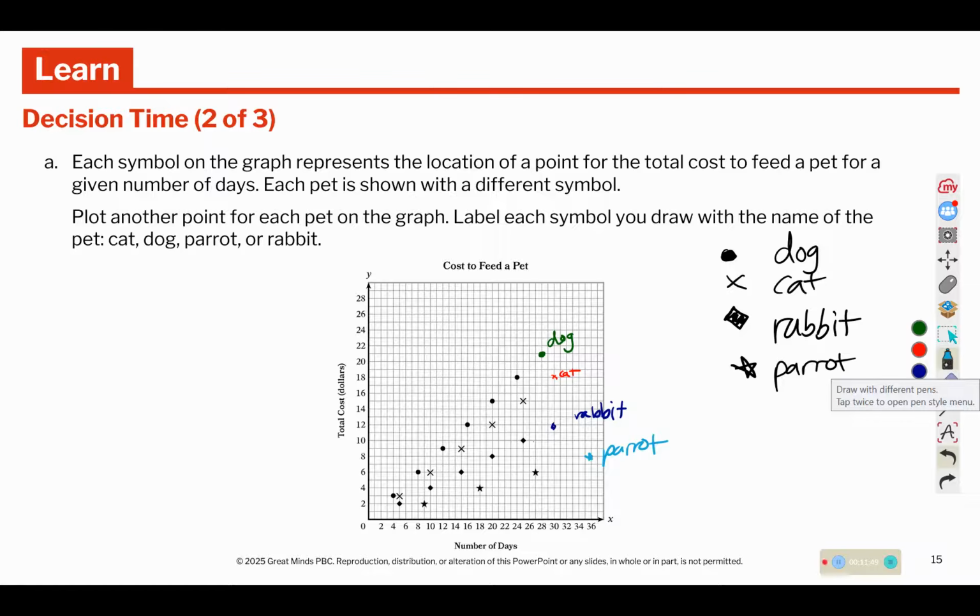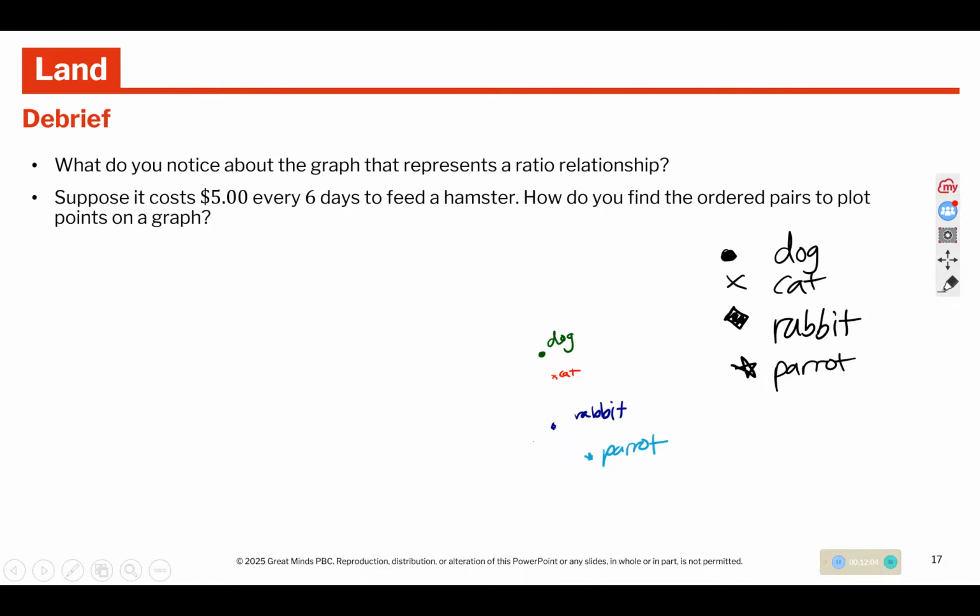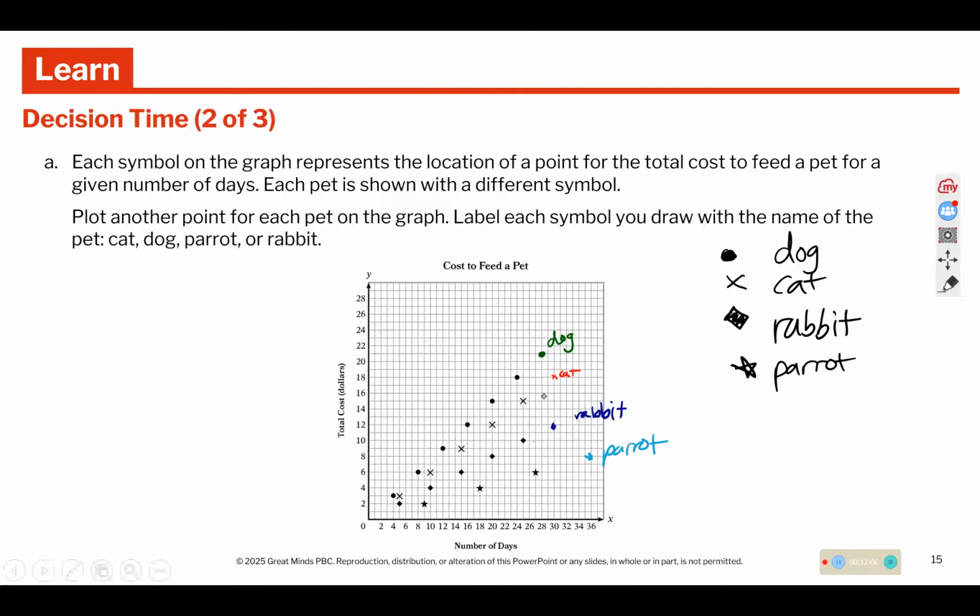If we were to connect each of these symbols, they would all create those lines that intersect the origin. What is the total cost to feed a cat in a 30-day month? The cat is represented by the X. You notice at 30 days, it costs $18.